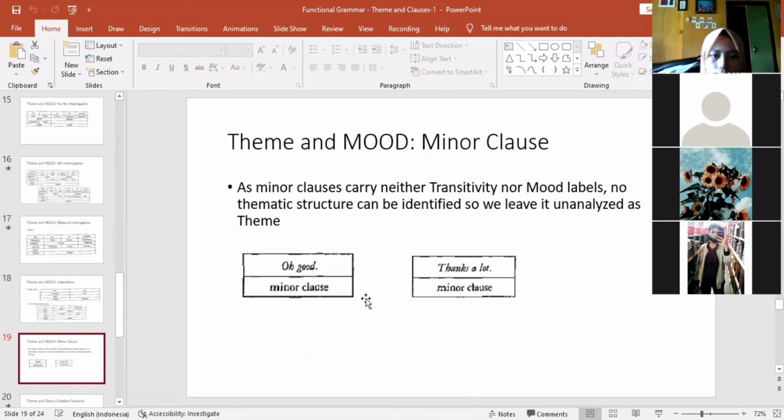And the last, theme and Rheme, theme and mood, minor clause.